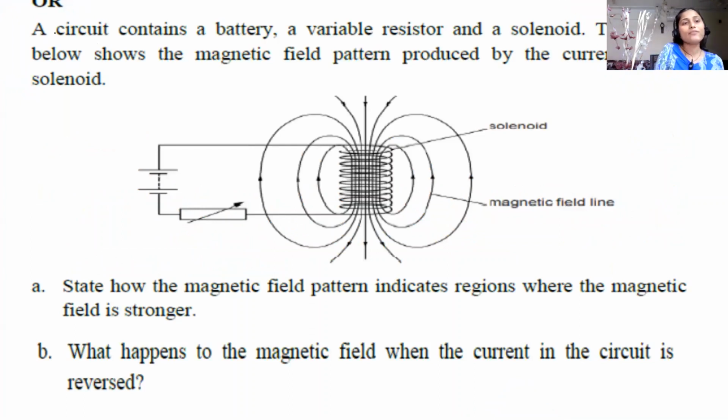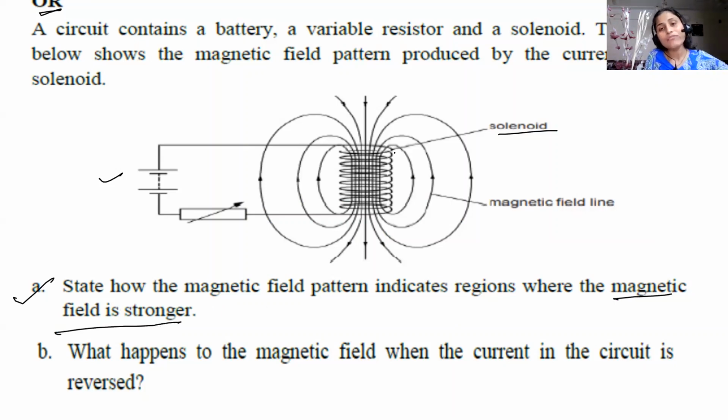Okay, now here we have an OR part. So either attempt the above question or this one. We have a circuit which contains a battery. You can see here we have a battery. There's a variable resistor here, and finally a solenoid is given here. And what question are they asking us? Let's see the A part. State how the magnetic field pattern indicates regions where the magnetic field is stronger. So now they are asking us where the magnetic field is stronger.